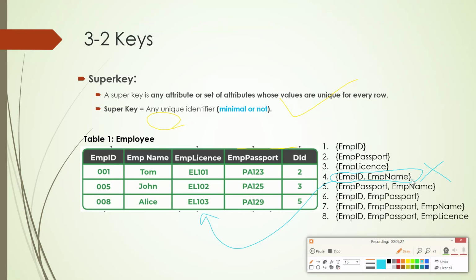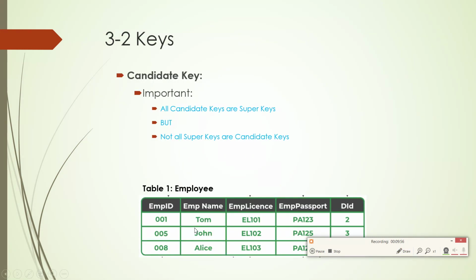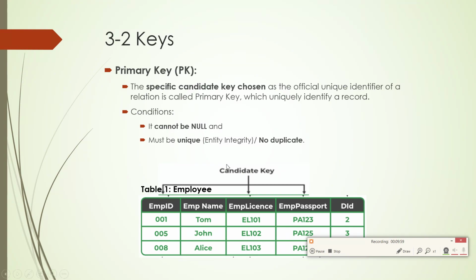So in case of super key, an additional attribute could be added to the unique attribute, but the inverse of this is not possible in case of candidate key. Now let's go back to our candidate key. In this table we can see that employee ID, employee license and employee passport are our candidate keys.